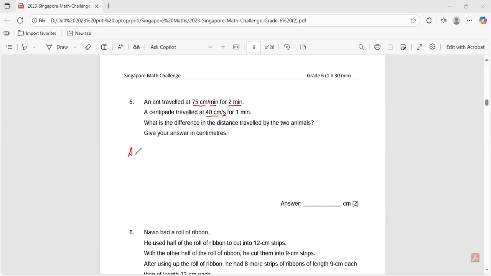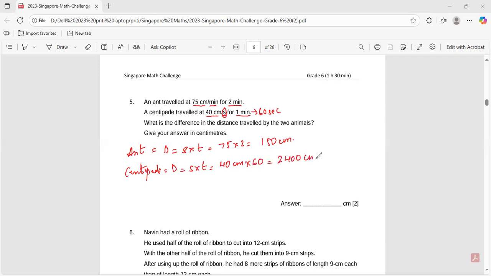So what is the distance covered by the ant? The ant covered 75 centimeters per minute, so this is the speed. Distance is equal to speed times time, so basically 150 centimeters. In the case of the centipede, the distance is speed times time. Speed is 40 centimeters per second, so since this is per second, you convert the time also into seconds. 1 minute is 60 seconds. So you get 2400 centimeters. This is the amount they would cover in 60 seconds or 1 minute.